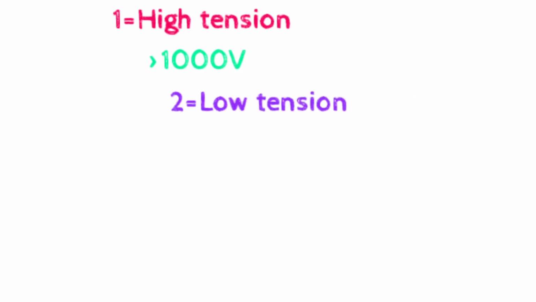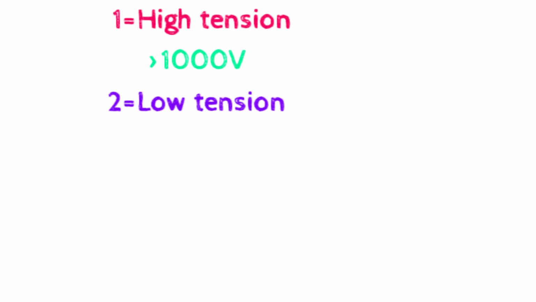Now what is high tension? Also known as high voltage electrical burn. If the voltage of current is greater than 1000, this will be known as high tension or high voltage. Second is low tension or low voltage. If the voltage of current is less than 1000, this is known as low tension or low voltage electrical burn.